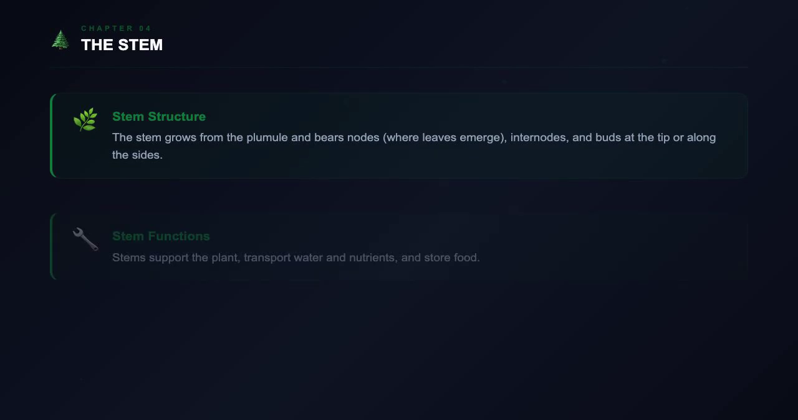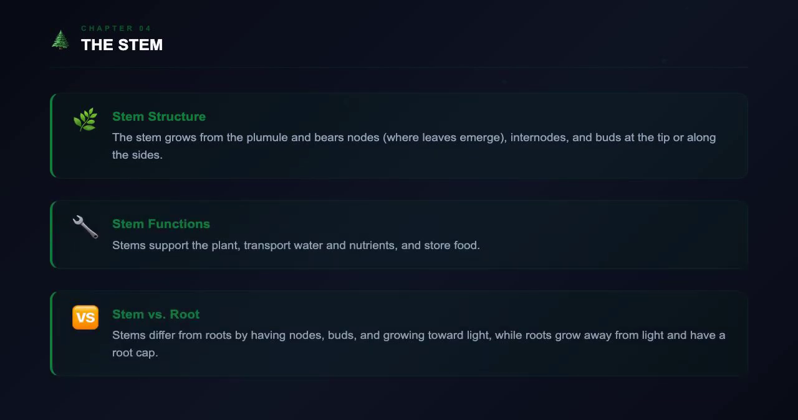The stem is the part of a plant that carries branches, leaves, flowers, and fruits. It grows from the plumule of the embryo during germination. A stem has nodes where leaves emerge and internodes, which are the parts between nodes. It also has buds, which can be at the tip or along the sides. Stems support the plant, conduct water and nutrients, and store food.